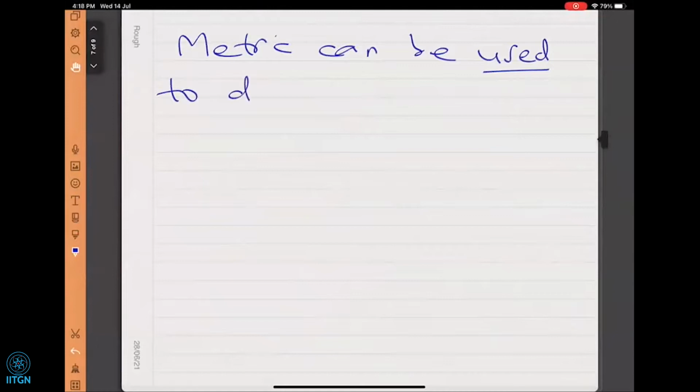So not so bad, writing with my finger. I'm getting good at this. Okay.